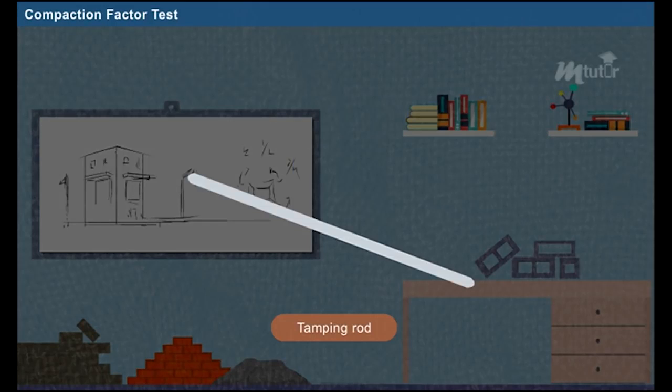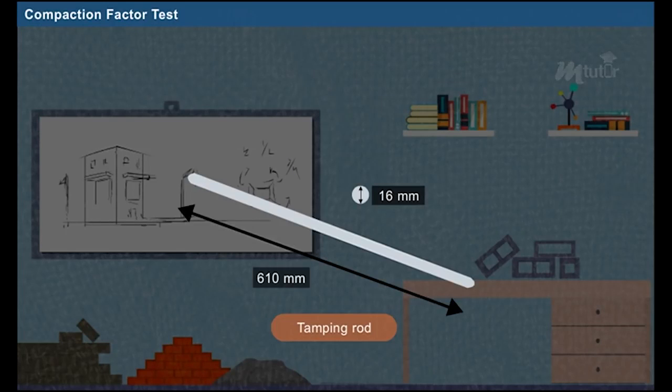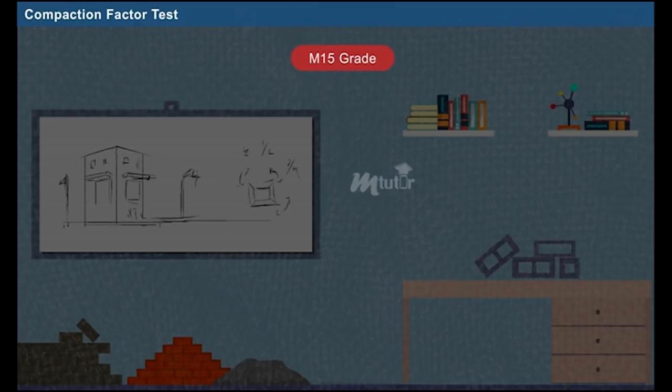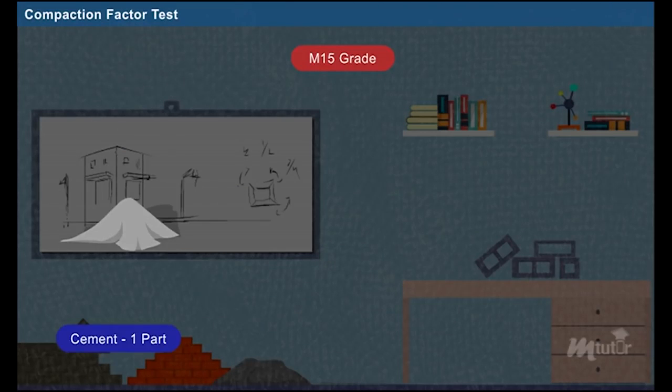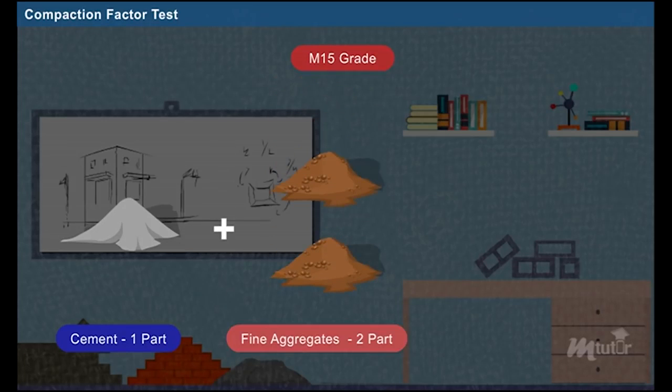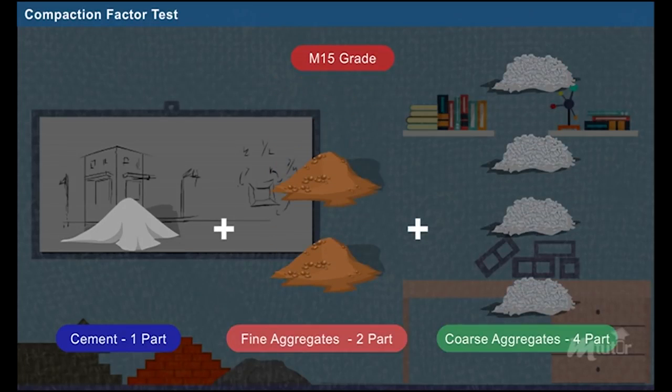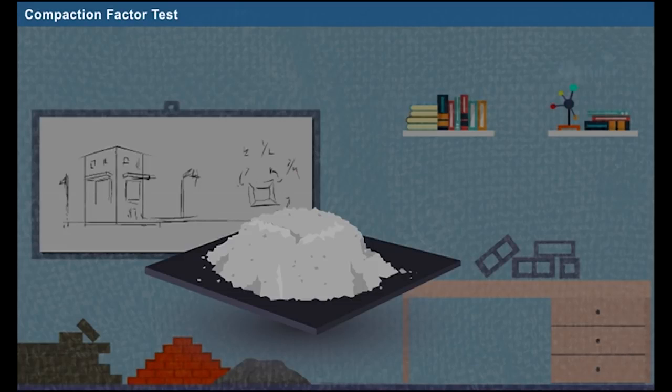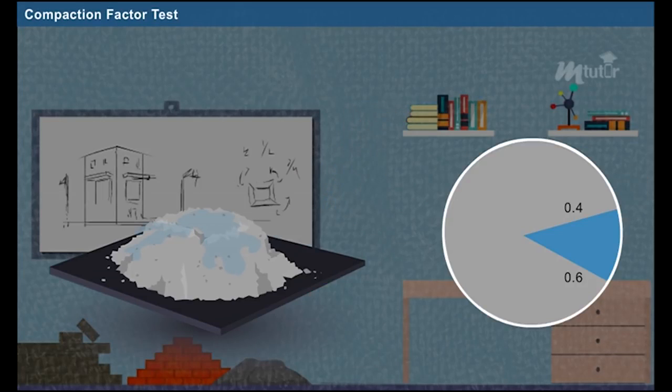Apart from that, a tamping rod of size 16 mm in diameter and 610 mm in length is used to compact the concrete. For example, let's take M15 grade concrete. Prepare the mix using 1 part of cement, 2 parts of fine aggregates, and 4 parts of coarse aggregates. The water content is calculated based on the water-cement ratio, generally varying from 0.4 to 0.6. Now, mix the fresh concrete.